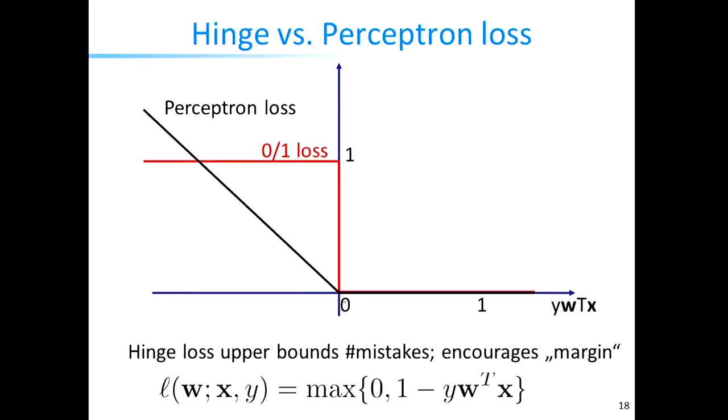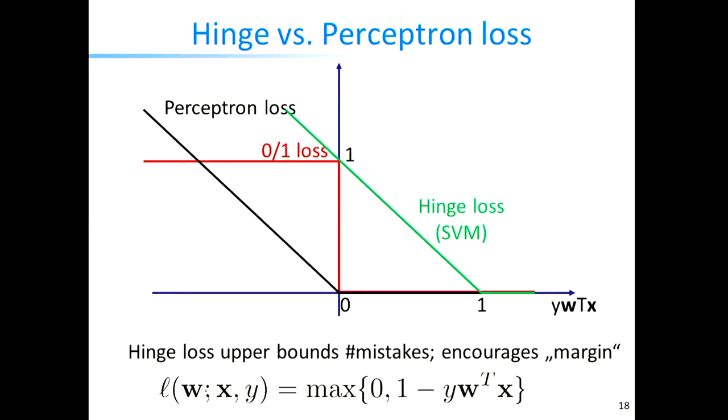Now the issue with this perceptron loss is that it doesn't express the preference of not just getting the classification right, but also having some distance to a misclassified example. It turns out we can encourage this by using a slightly different loss function. So looks almost like the perceptron loss. It's just shifted. The formal definition is given down here.